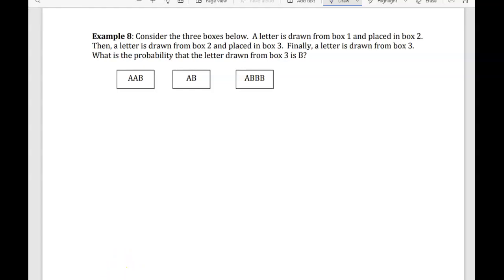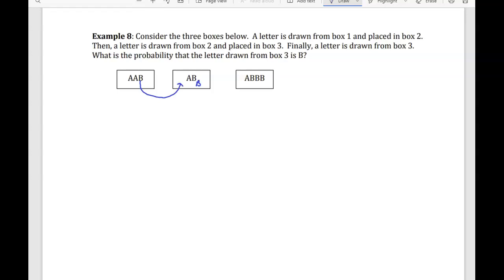We are going to look at what happens when we move letters from box to box. So we want to consider these three boxes. We draw a letter from box 1 and we place it in box 2. So what this is saying is we're going to draw a letter from here. Say we draw a B. We're going to put that B inside here.